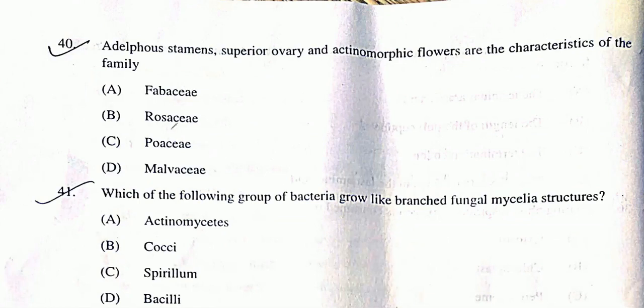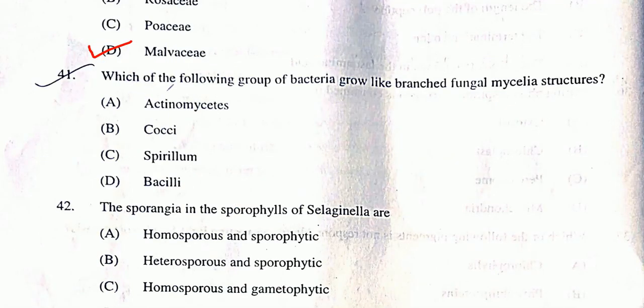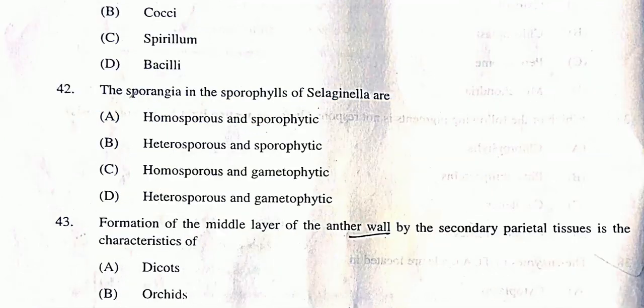Question number 40. Adelphous stamen, superior ovary, actinomorphic flower. It's a characteristic feature of the family Malvaceae. Question number 41. Which of the following groups of bacteria grow like branched fungal mycelial structures? That will be the actinomycetes. Question number 42. The sporangia in the sporophyll of Selaginella are heterosporous and sporophytic.